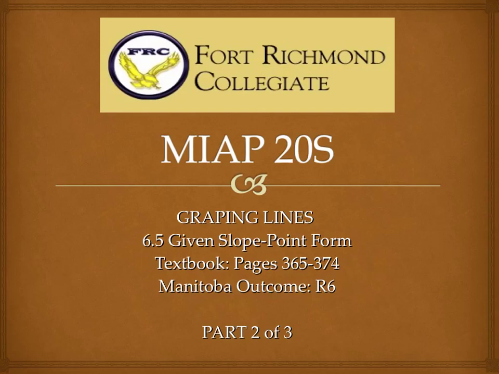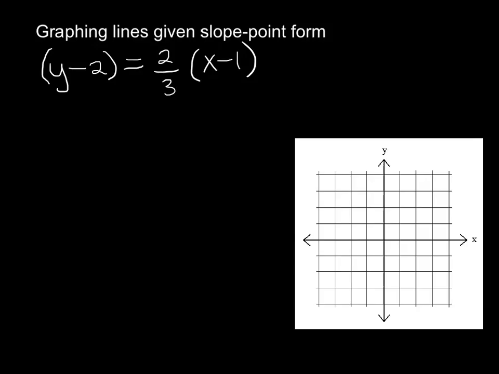In this video, what we're going to talk about is the point slope form, and specifically we're going to be looking at graphing lines that are given to us in point slope form. So this is Manitoba Outcome R6, let's go. Okay. So the first question here is set up this way in point slope form.